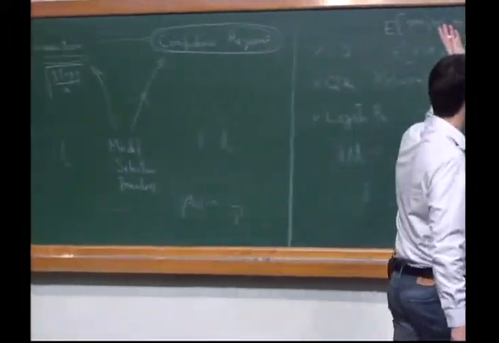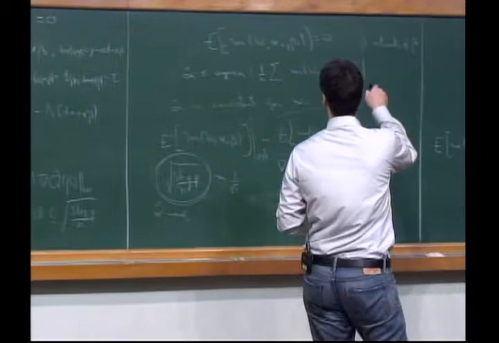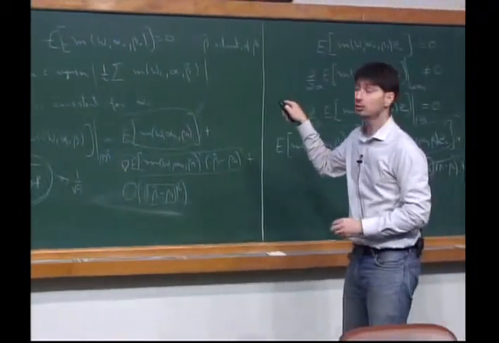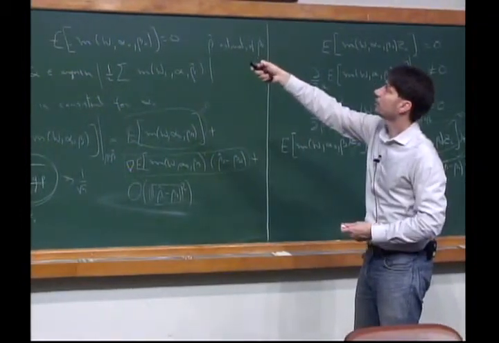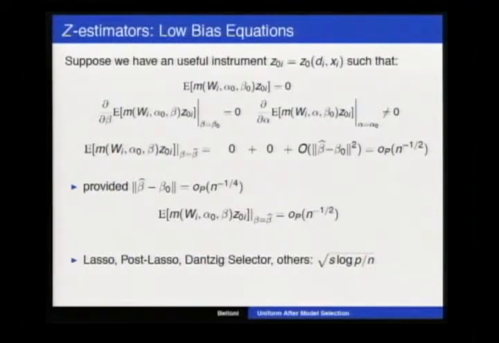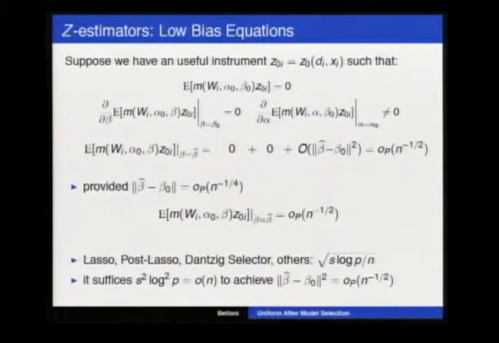So Dantzig selector, Lasso, post-Lasso, they give you the square root of s log p over n. We're asking for that condition. So essentially, it suffices to have s squared log squared p to be little o of n. And then we get the guarantees we like. And these essentially match what we did last class. This is the type of conditions I had to actually use in the proof there.